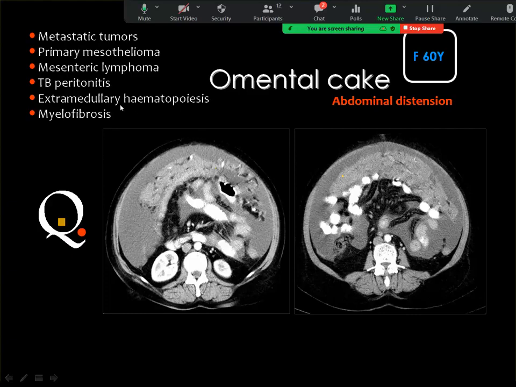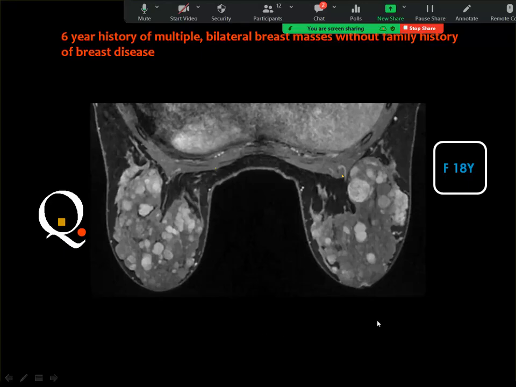Number five, which is an extremely rare condition, extramedullary hematopoiesis, and the myelofibrosis. Consider the first four possibilities, which can give this particular appearance: a sheet of soft tissue density in the greater omentum, and a lot of fluid in the peritoneal cavity.